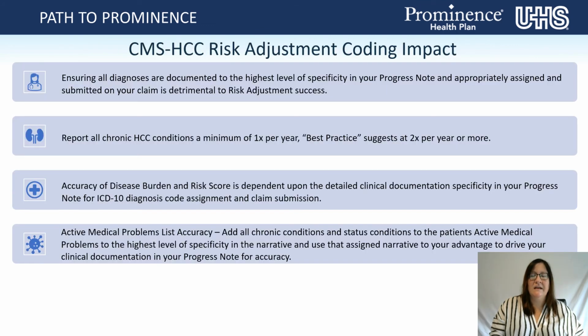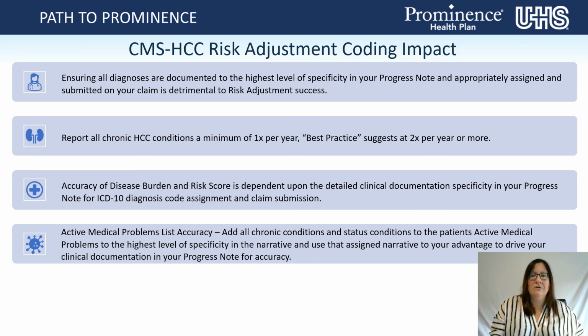Specifically to CMS HCC risk adjustment, clinical documentation, and coding impact. Ensuring that all diagnoses are documented at the highest level of specificity in your progress note and appropriately assigned and submitted on your claim is detrimental to risk adjustment success. Report all chronic HCC conditions a minimum of 1 time per year, but best practice suggests 2 times or more.